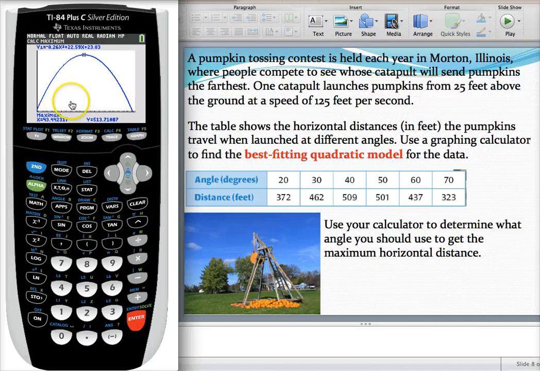And it's telling us our maximum x value, which is our maximum angle, is about 43.44 degrees. So that's the angle that, according to my data, would be the best angle to shoot the pumpkin at. And even though they don't ask me, I know that the maximum distance, according to my model, that the pumpkin's going to go is about 514 feet if I round that off. So there's the maximum angle I should use. That's the maximum distance I should come up with.